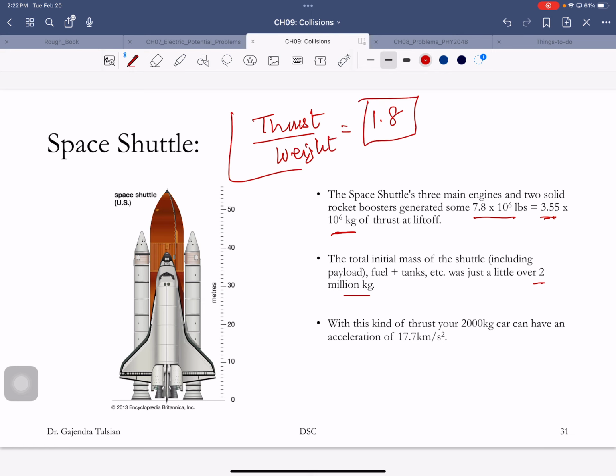So what does this number mean? It has a thrust of 1.8 pounds for every pound of weight. If you have a thrust of 1 pound for every pound of weight, you're not going to lift off. You're barely going to lift. But if you have a stable hover, then eventually you'll fly. Why? Because the mass is getting smaller. Very good, my friend.